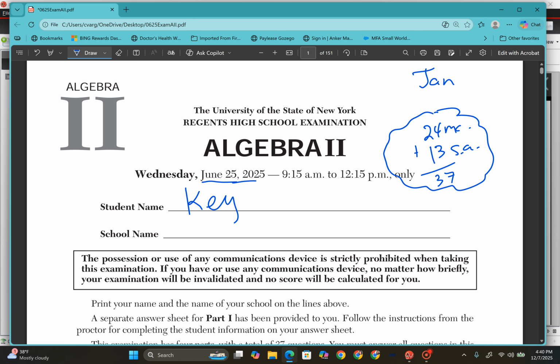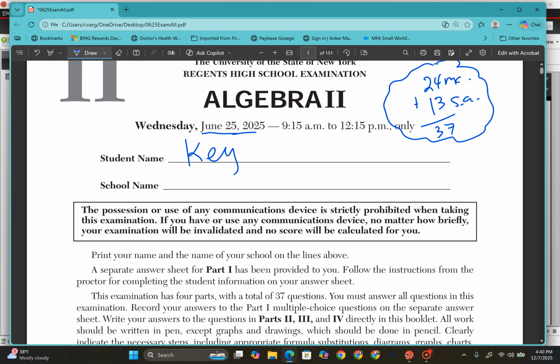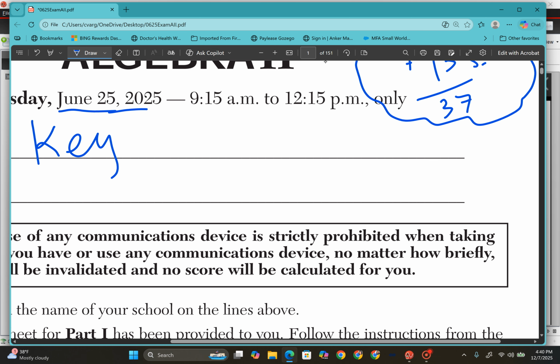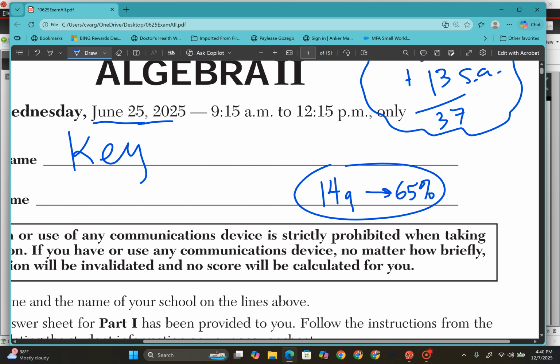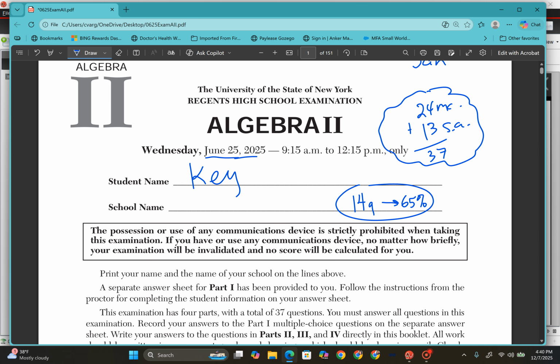The format of the Regents is 24 multiple choice and 13 short response with a total of 37 questions altogether. But to pass the Regents, you need to get 24 questions correct, and that will give you a 65%. So the first time around, if you take it, get a 65, cool. You're in the game. You're winning.